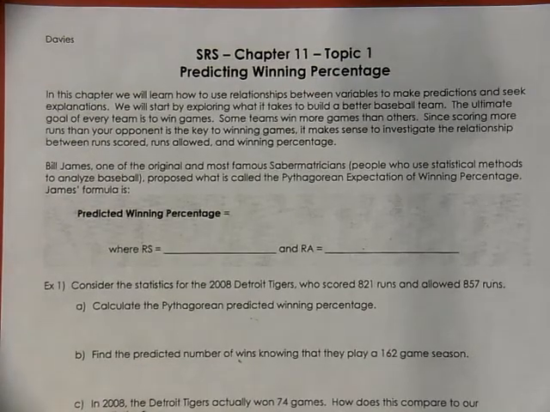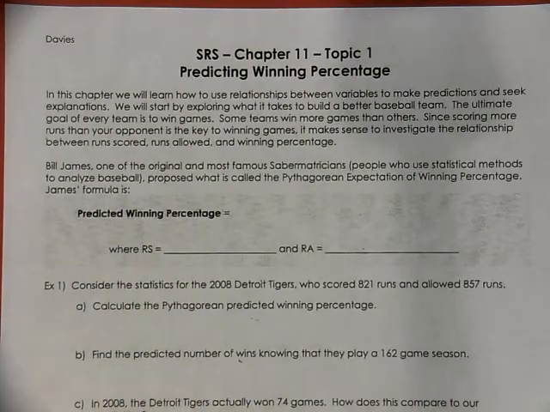Guys, today we are starting a new chapter, chapter 11, and the main concept of it is using relationships to make predictions. So we're going to learn how to use relationships between variables to make these predictions. And we are going to start off this chapter with exploring what it takes to build a better baseball team. And I'm going to introduce to you the predicted winning percentage formula along with the concept of residual and what residuals tell us. Okay?